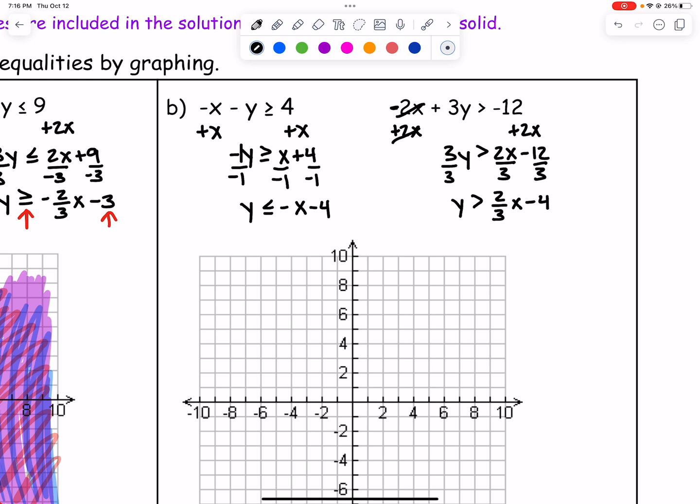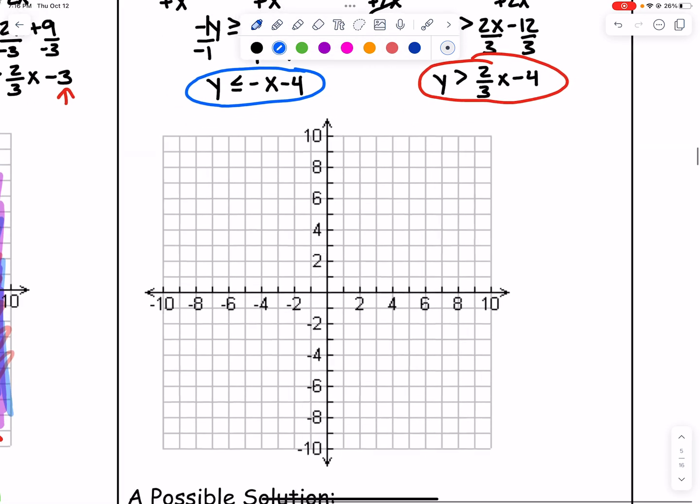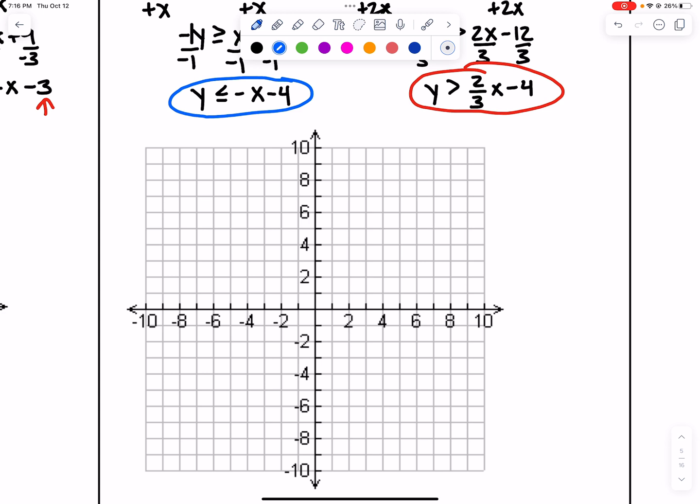So now that we have y by itself for both, I'm going to graph the first one in blue and I'm going to graph the second one in red again just to keep that same color scheme. So let's start with our blue one. We have a y-intercept at -4. So go to -4 and plot that point.